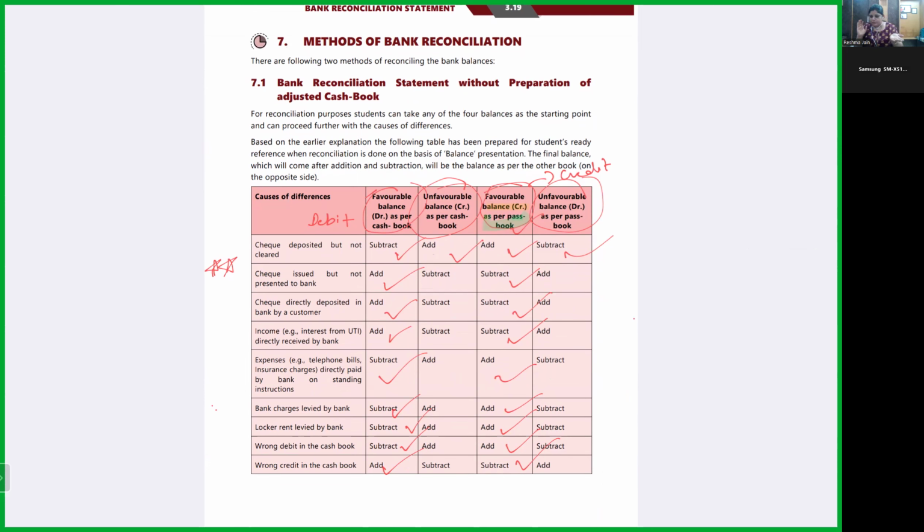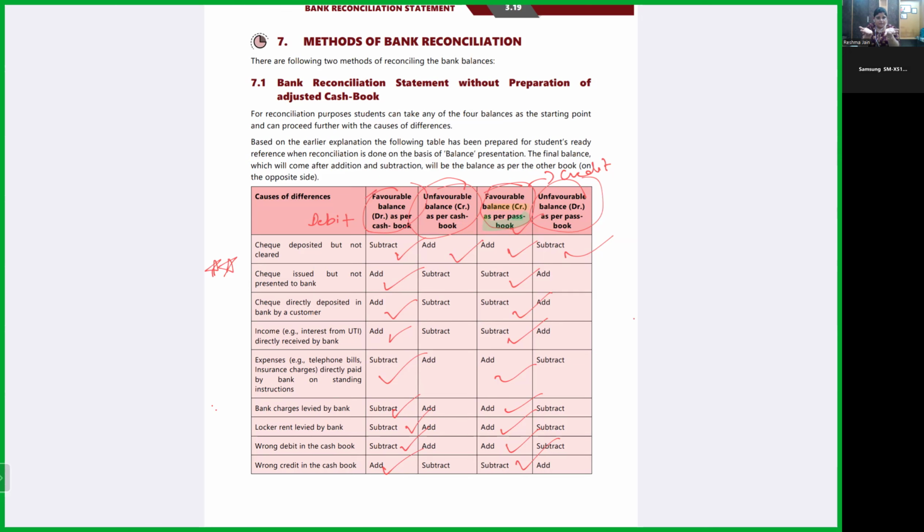If we have started with favorable balance as per passbook, okay, so check deposited but not cleared. So I've deposited the check. The cash book has gone up, the passbook remains the same. In the passbook I have to adjust, add it. Check issued but not presented for payment: cash book gone down, passbook also subtract. Check directly deposited in bank by a customer: passbook has gone up, so subtract it.